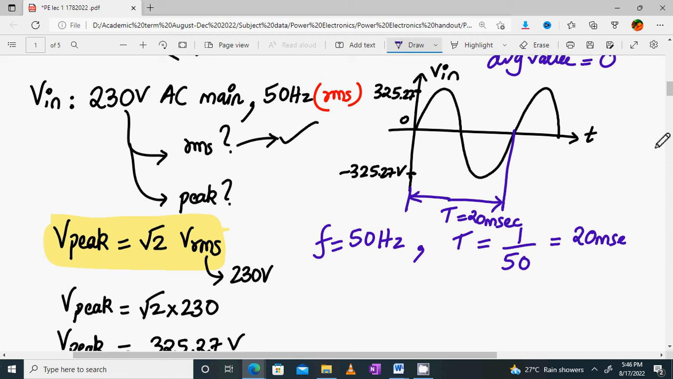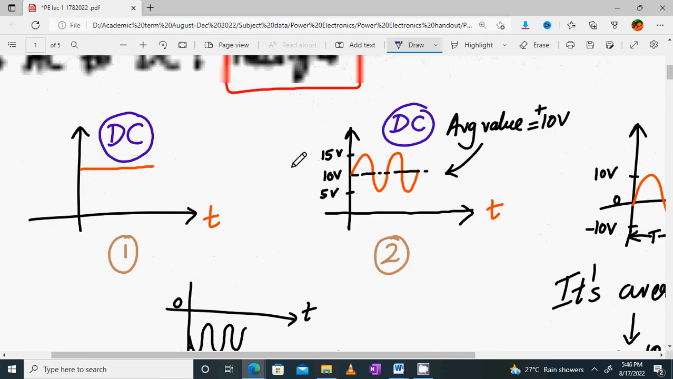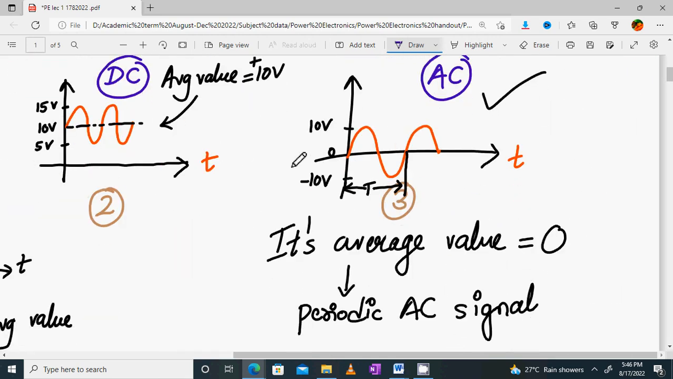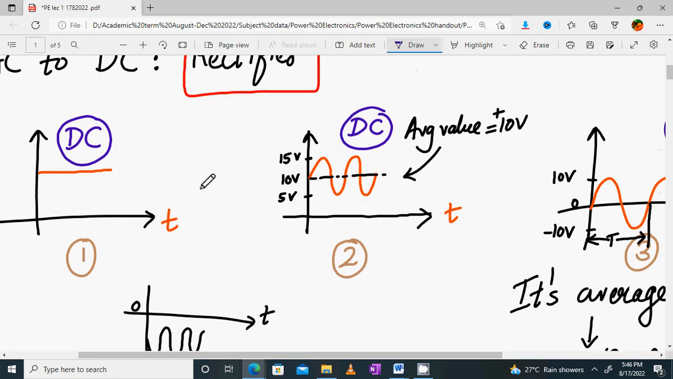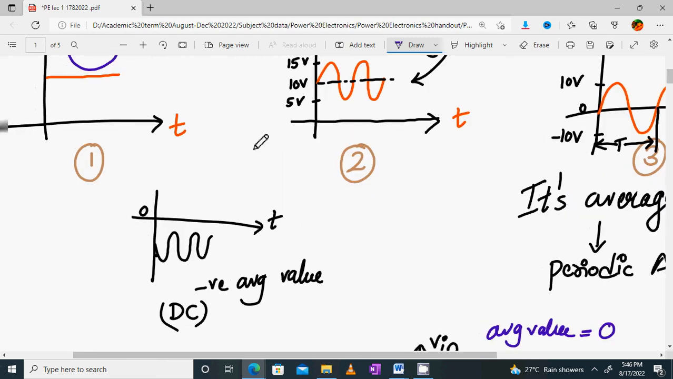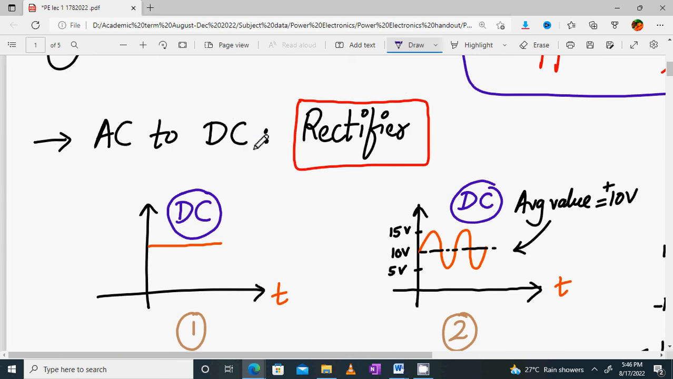Fine. I hope it is very clear to you. What are the concepts we have learned today? We have learned how to identify an AC quantity and a DC quantity. A waveform whose average value is 0 is a periodic pure AC signal, and one whose average value is non-zero, whether positive or negative, is a DC quantity with AC ripple present in it. And the circuit which converts AC to DC is called a rectifier.